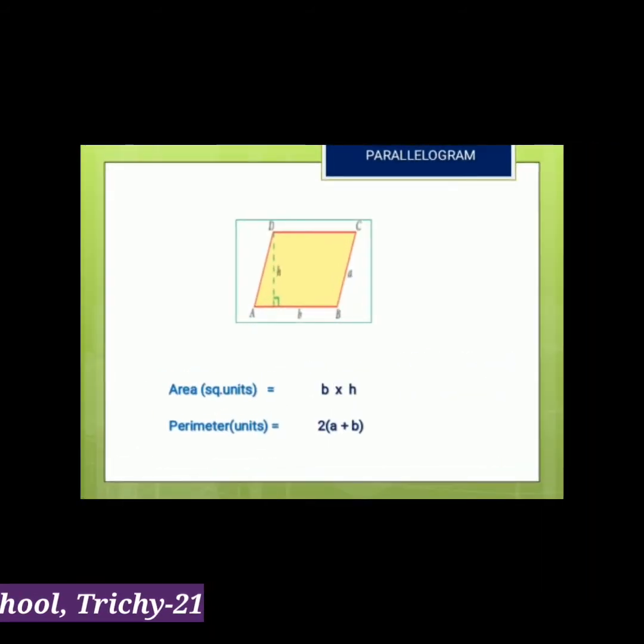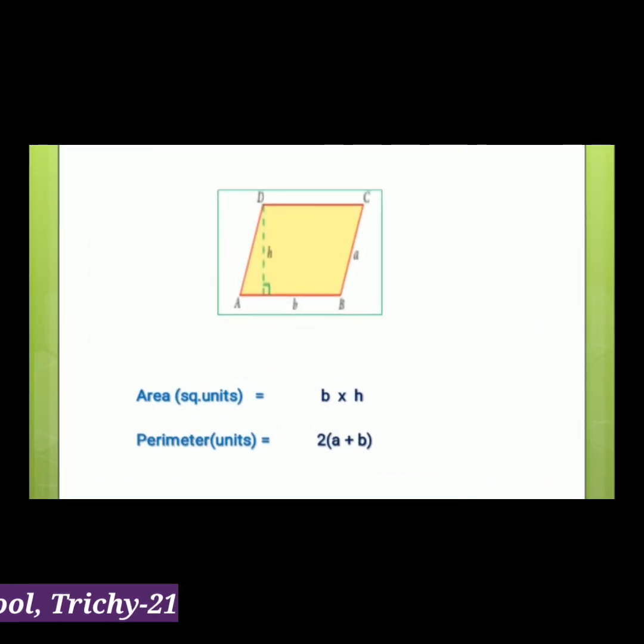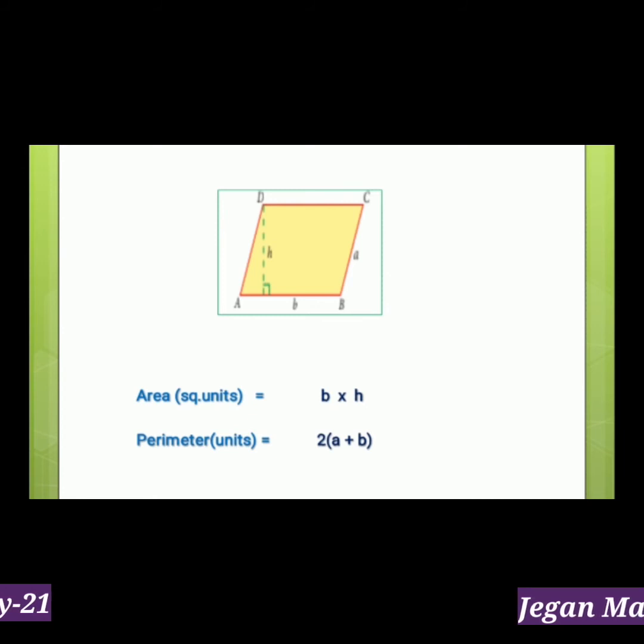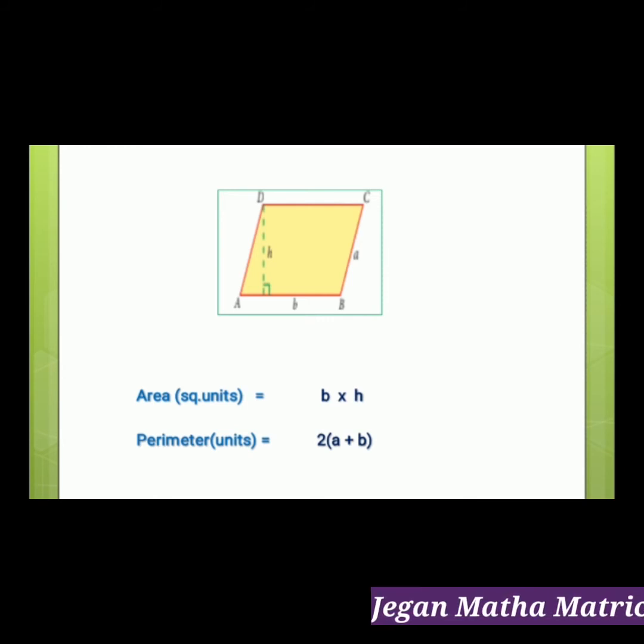The next one, parallelogram. A parallelogram has two pairs of opposite sides that are parallel and equal. Here, AB is parallel to CD, AD is parallel to BC. Then the opposite angles are equal. Then how to find the area of the parallelogram? Area of the parallelogram is equal to base multiplied by height square units. Then perimeter of the parallelogram is equal to 2 into a plus b units.